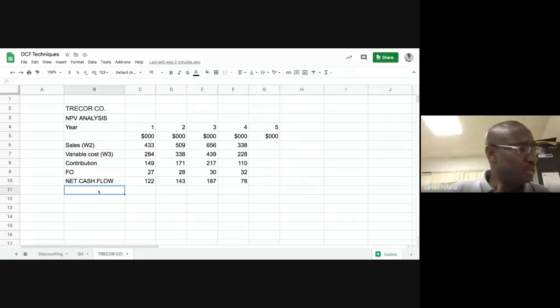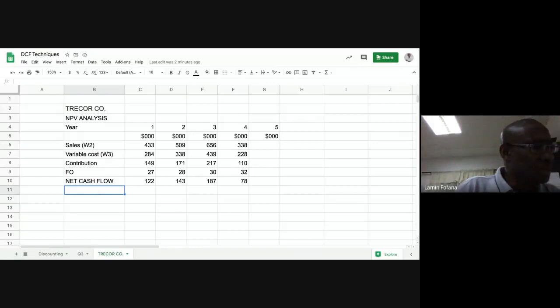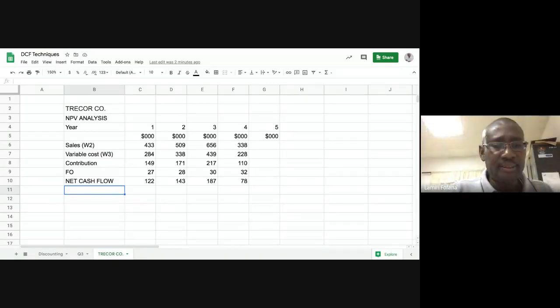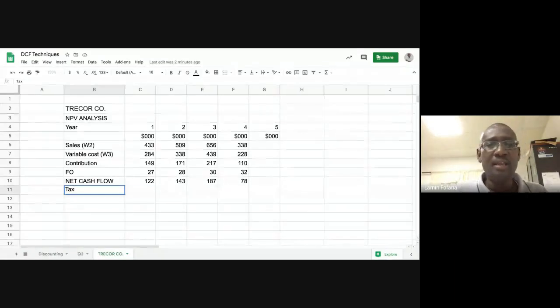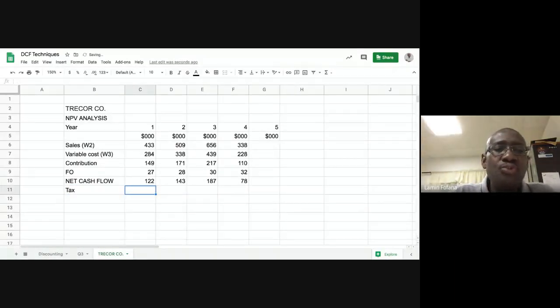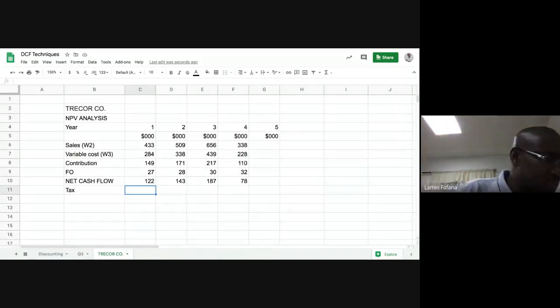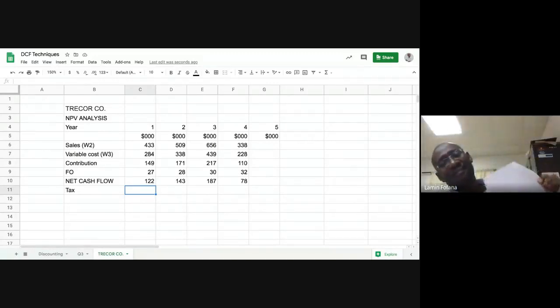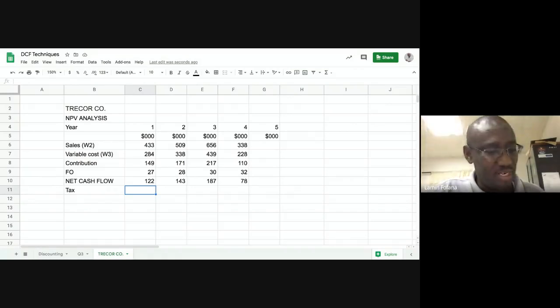I will do tax. So the tax on 122 at 30%. We've been told in the question that the tax is at 30%. Take note of that. The company pays tax at an annual rate of 30%, 1 year in arrears. In fact, they should not have said it, but they've said it.